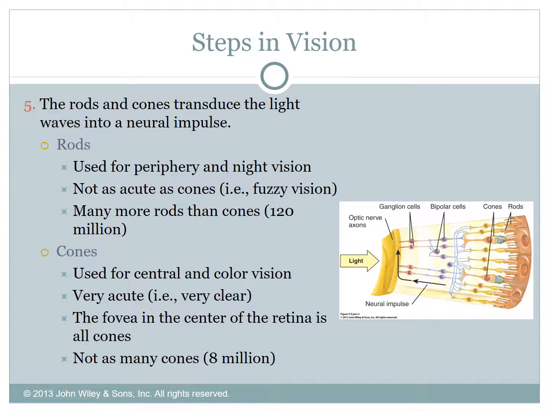Cones developed much later, and cones give us good, clear central vision, good color vision, but they require a lot more light. Cones cannot operate in low light, and as a result, when it's dark, we don't see color very well at all. The fovea at the center of your retina is almost all cones, and we only have about 8 million cones in our eyes. But it's enough. It's enough to let us see the colors of things. It's enough to give us really clear central vision so that we can accurately see exactly what it is that we're looking at.